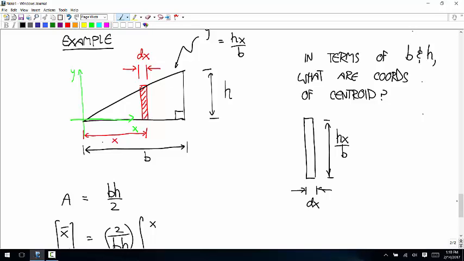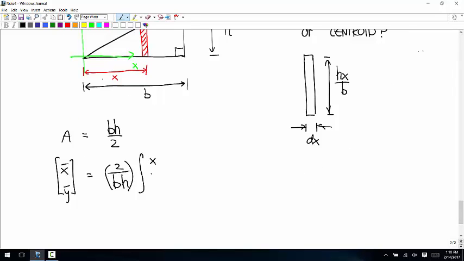So the centroid is right here. If the y position at the top of this rectangle is hx over b, then this is going to be hx over 2b, which is half of that height. So the centroid of that strip is x, and then hx over 2b. And then we're multiplying that by the area of that strip, which is hx over b times dx.